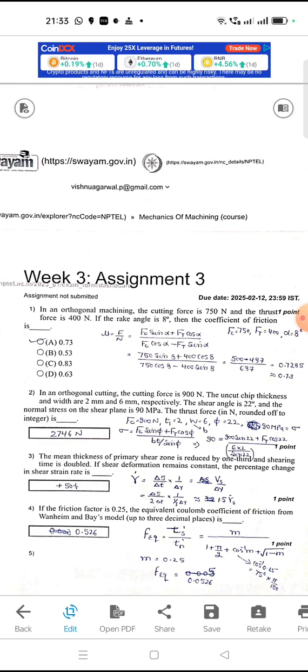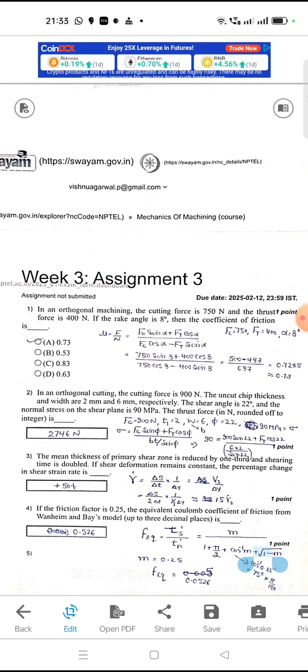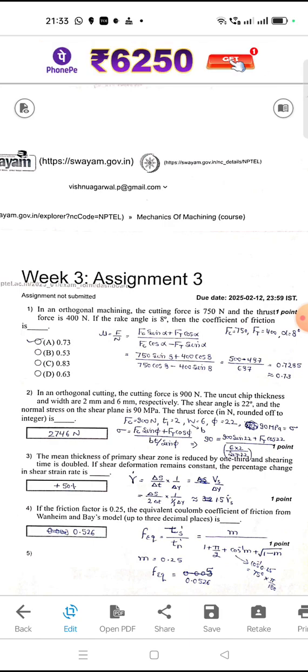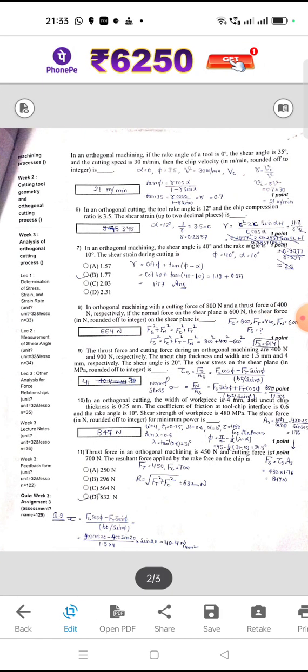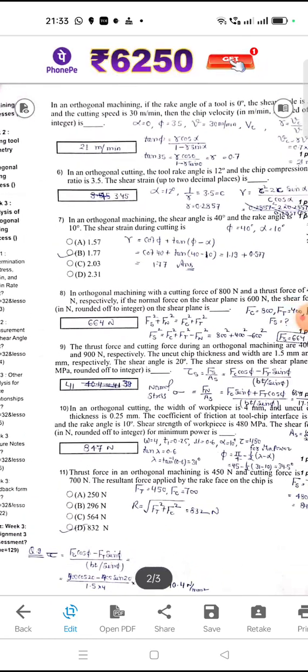Now come to the question number 4. Here the formula given by Bonham and Bayes model is given. Here M is the friction factor. If you put all the values here and calculate, then we will get the answer. F equivalent is 0.0526. Here answer is 0.0526. Please correct it.